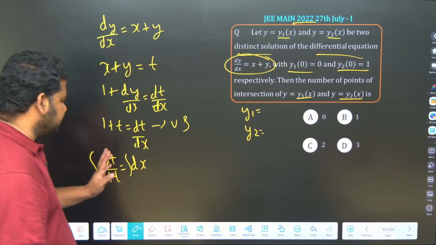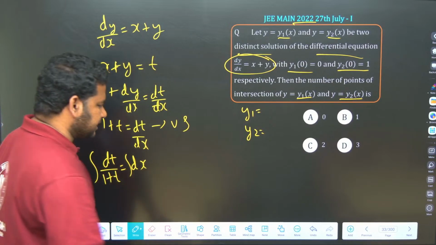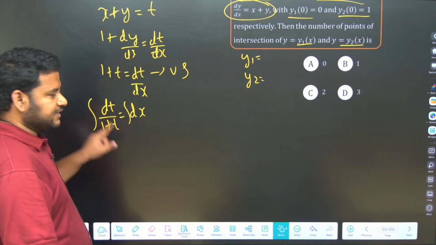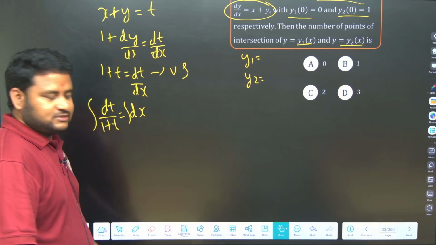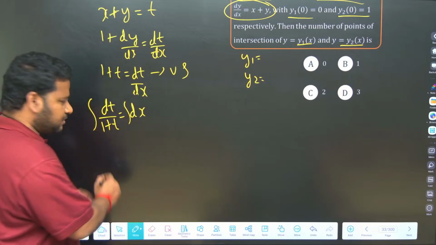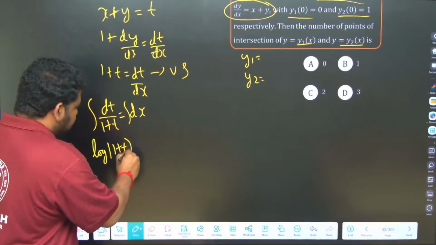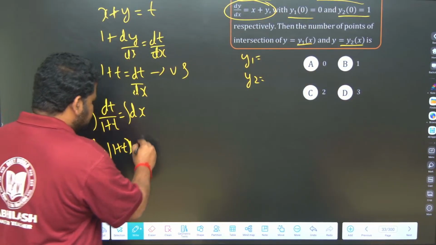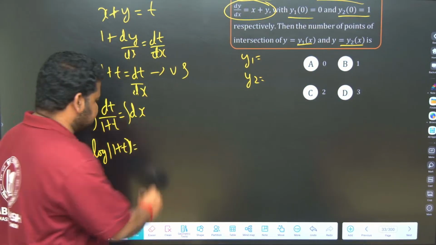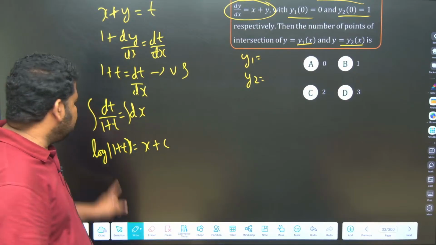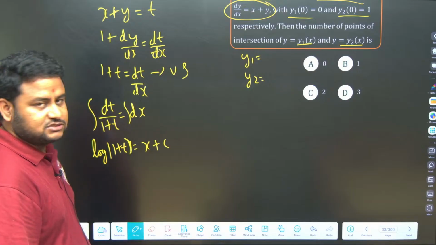If I have to integrate this, what do I have to do? Directly, integral of 1 by 1 plus t dt equals integral of dx. This is a very simple integral. This will become log of mod 1 plus t is equal to the integral of 1, which is x, plus c. So log of 1 plus t equals x plus c. This is what I got.